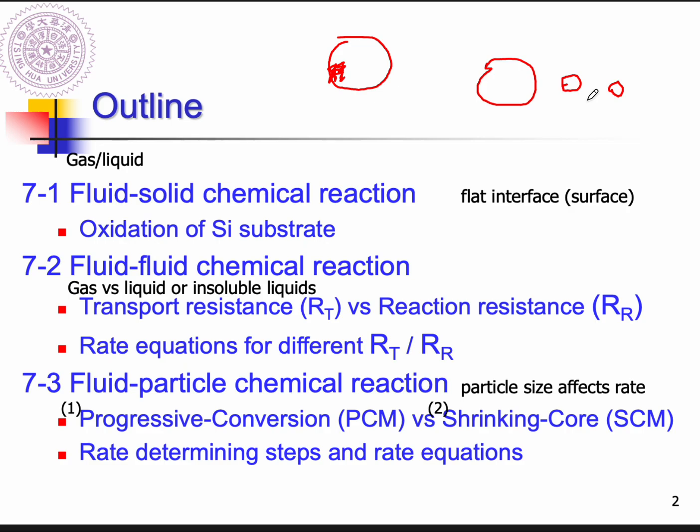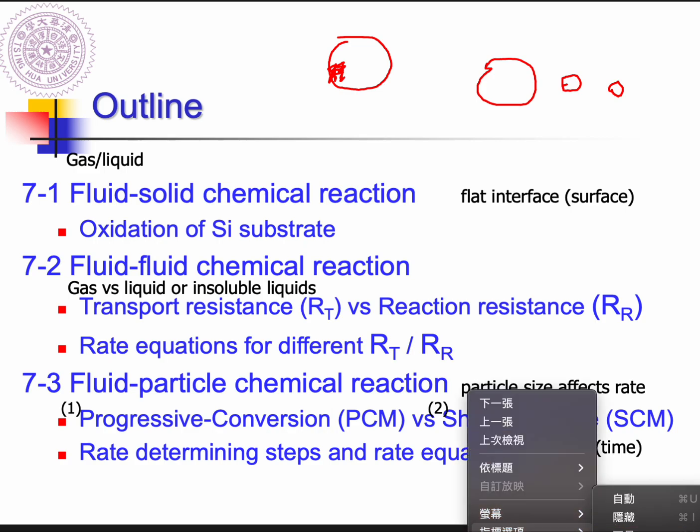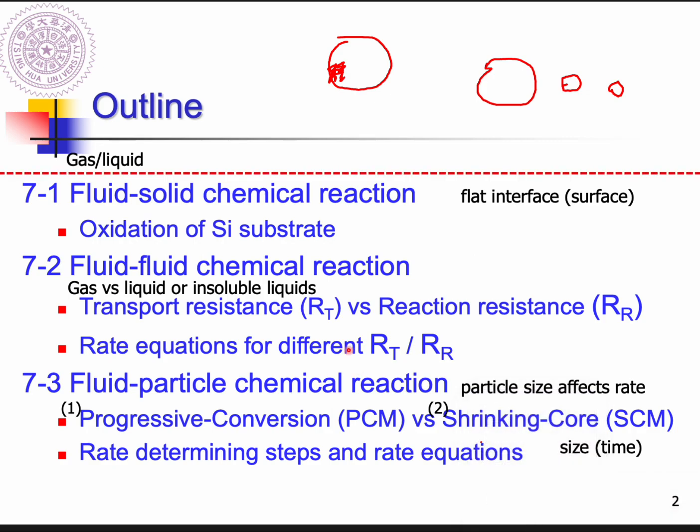So as a result, the diameter of our particle gets smaller and smaller. In this case, we are going to show you how to formulate and find which is the rate determining step and the corresponding rate equations, and we'll focus on the size of the particle as a function of time. Okay, so let's move to the first one.